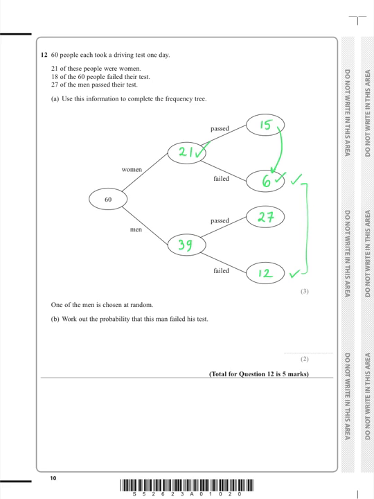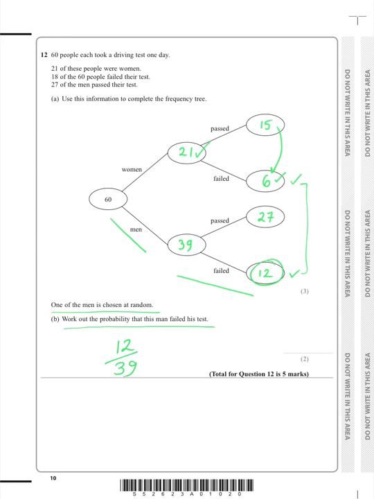It says one of the men is chosen at random. Work out the probability that this man failed his test. So we'd have to go along here. So out of the 60, we would have 39 men. So that's what we're choosing from. So we're working out the probability that a man has failed his test based on one of the men being chosen at random. So it's going to be out of 39. And all we've got to do is just read how many failed. So 12 out of 39.